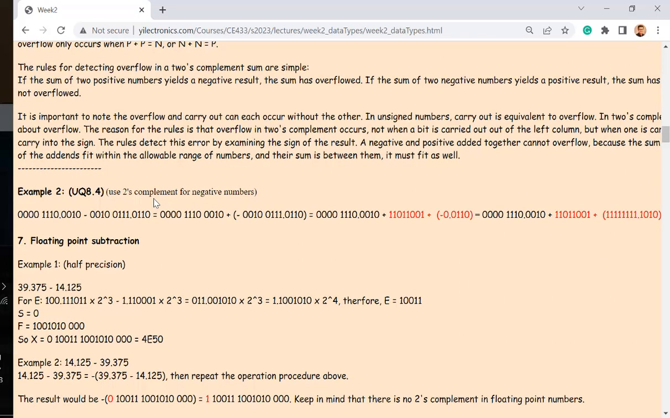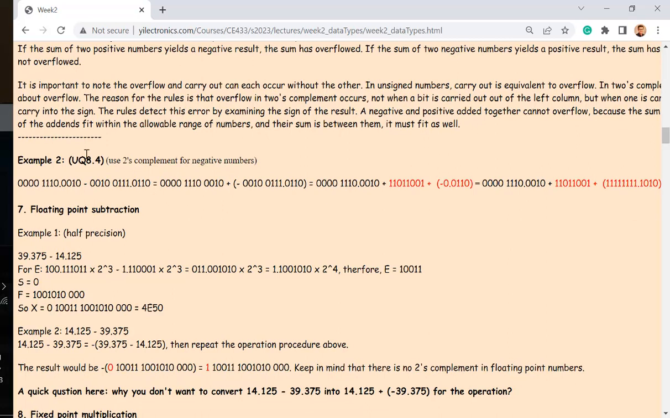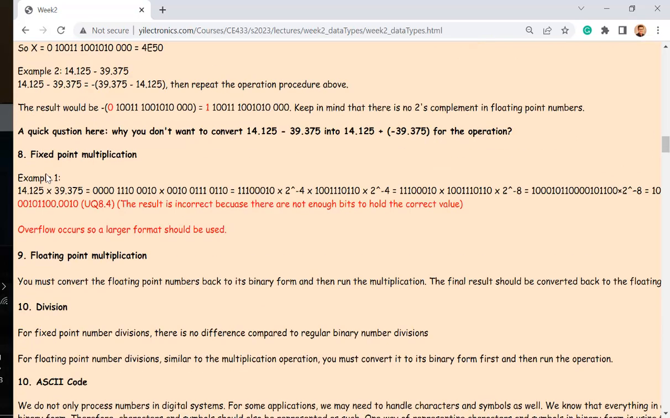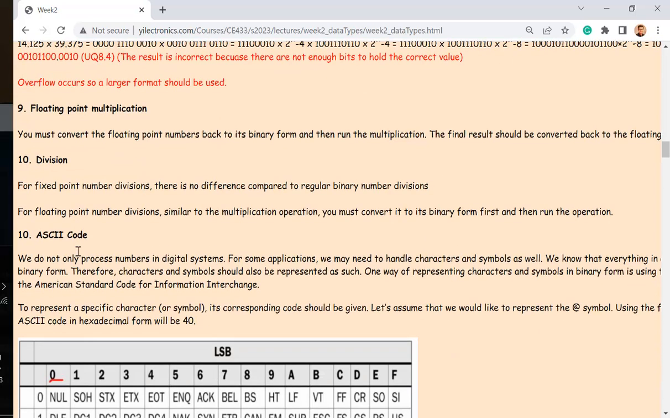Okay, and the rest of these number systems are pretty straightforward, and we are not even doing too many multiplications and divisions. I think it's just put it there.